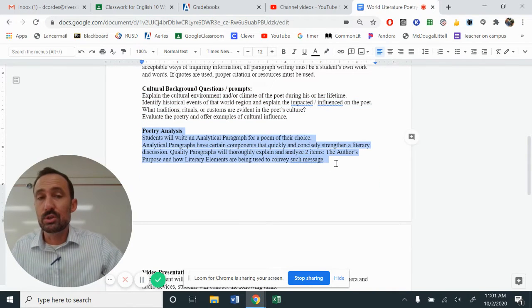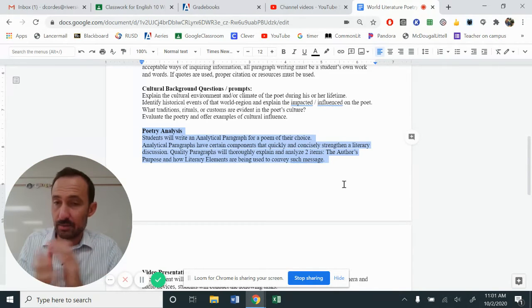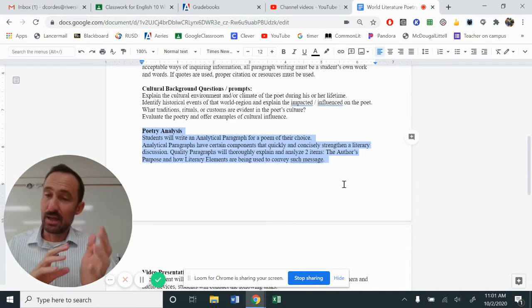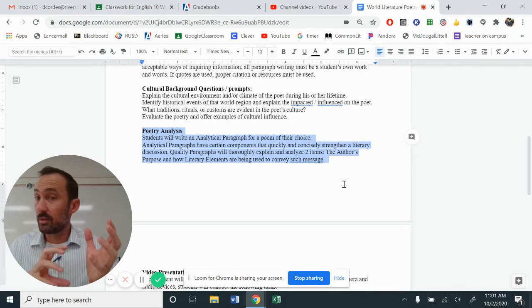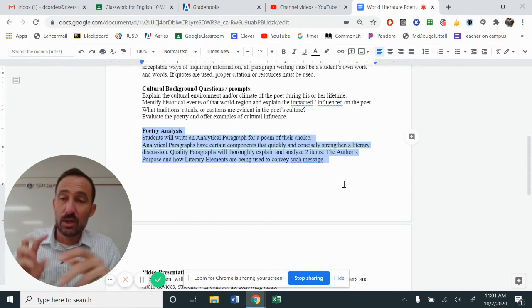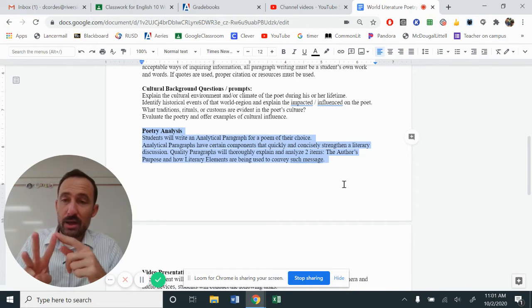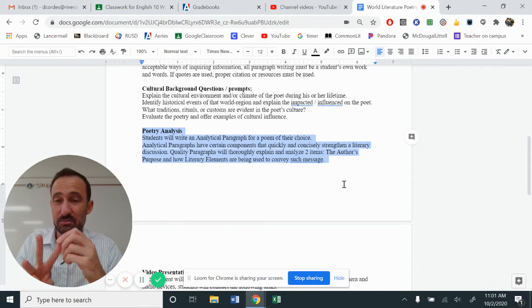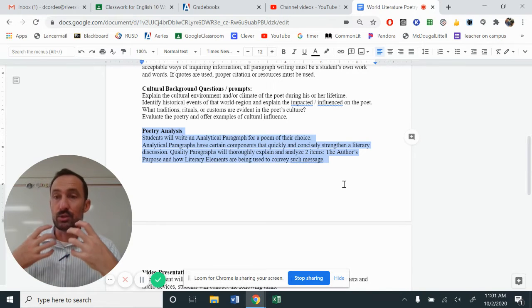Now it's time for you to do your own poetry writing. And we are going to conduct the same analytical paragraph style of writing that we did for our previous novel. So students will write an analytical paragraph for a poem of their choice. So out of the 3 poems that you picked, you're going to select one, and you're going to write about what is the poet's purpose and what's that literary element that they are using to get that message across. So if the poet is conveying the tragedies of a world war, what's the literary element that they're using to express that? Is it imagery?